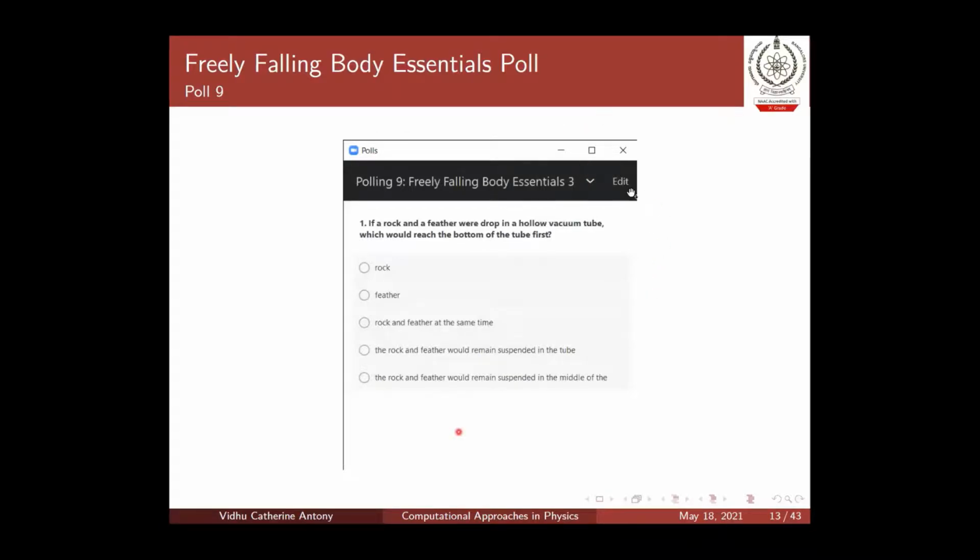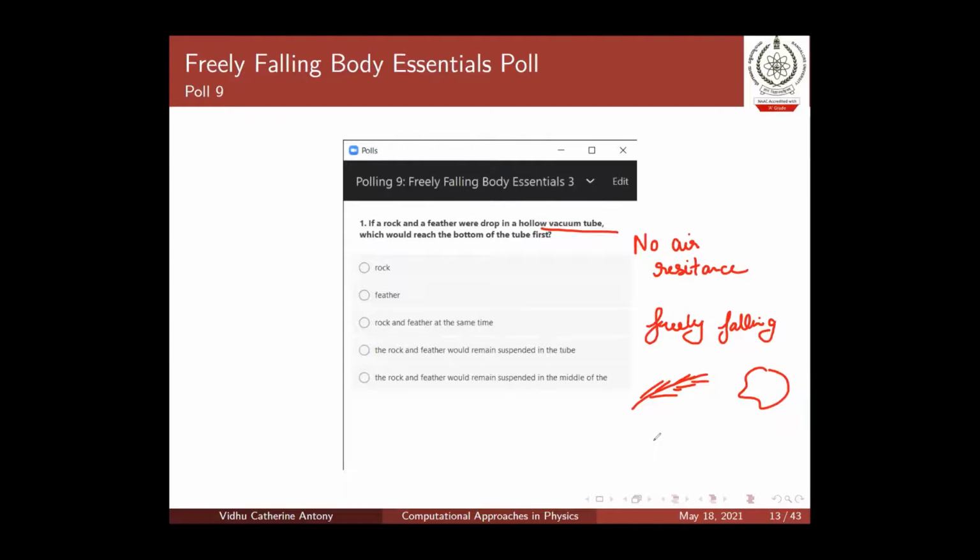I will just stop sharing the results so that I can discuss this question. What does hollow vacuum tube basically tell you? It tells you that there is no air resistance. We're talking about a freely falling body without any air resistance. In such a situation, even if you have a feather or a rock, it shouldn't matter. Both should reach the ground at the same time.